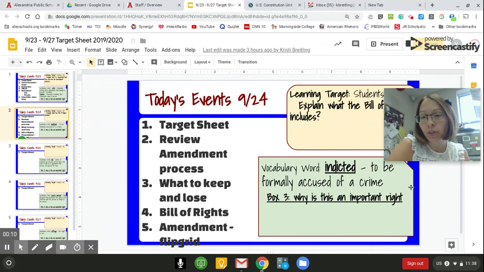So the word is pronounced "indicted." Doesn't look like it, but that's literally how it's pronounced. And it basically means you're formally accusing somebody of a crime. So be thinking about why this is important: for the police, for law enforcement, for the court system to be able to take you to court, they have to have enough evidence in order to indict you, to formally accuse you of a crime.